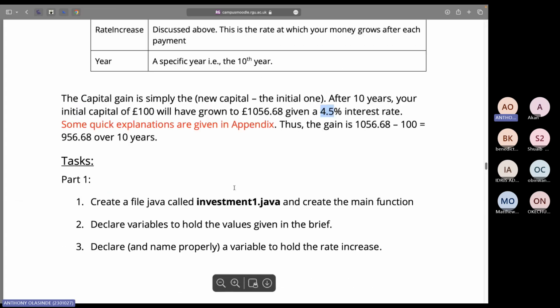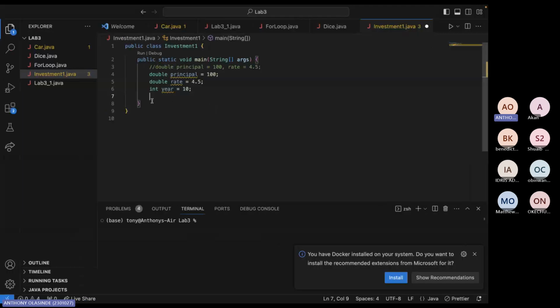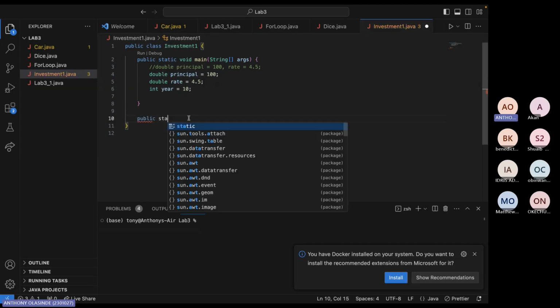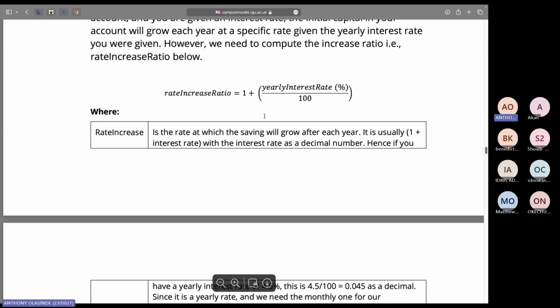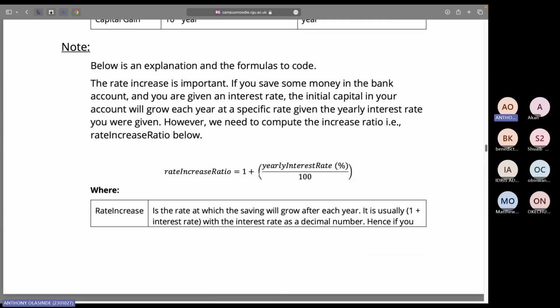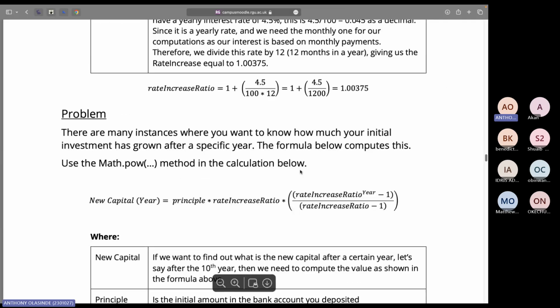So now the first thing we want to calculate is this rate increase ratio. You can create a method to do that. So you can say public static, let's say void for now, getRateIncreaseRatio. Then this is the formula for calculating the rate increase ratio, equals 1 plus yearly increase rate over 100, right?